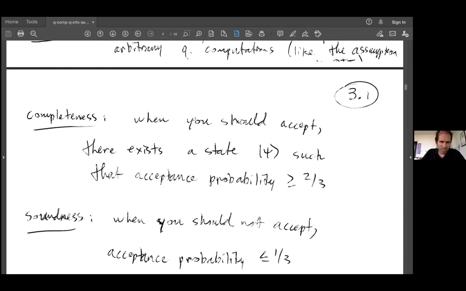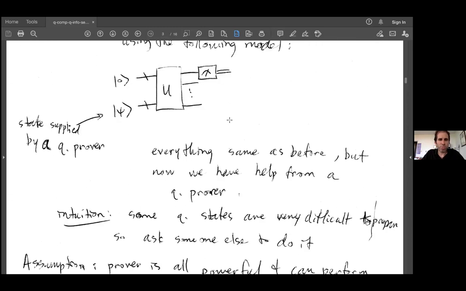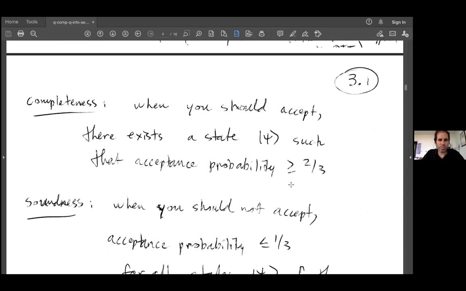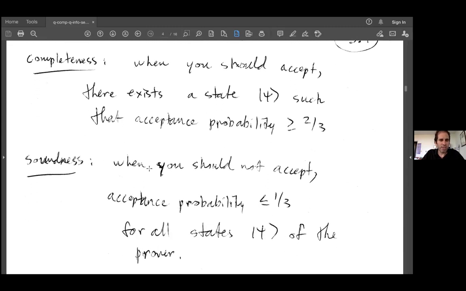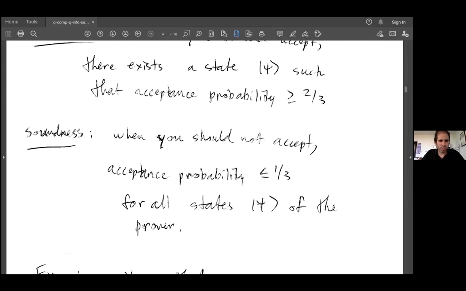And the completeness condition is that when you should accept, for example, when the ground state energy is below a certain amount, when it is indeed below a certain amount, there exists a state that the prover can supply such that the acceptance probability, the probability of measuring 1 on this qubit, is greater than 2/3. Okay. And then soundness is that when you should not accept, the acceptance probability is less than or equal to 1/3 for all states of the prover. Okay.